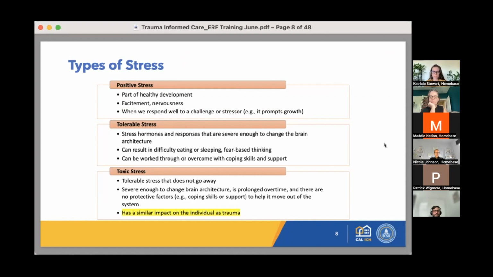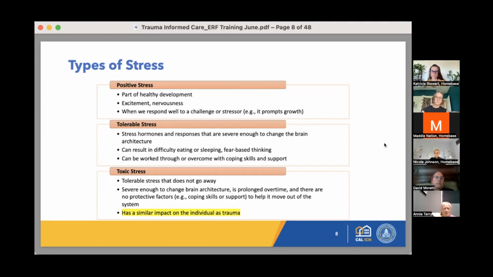Then there's tolerable stress. And with tolerable stress, our stress hormones and responses are severe enough to change our brain architecture. It can result in difficulty eating or sleeping or fear-based thinking, but it can be worked through or overcome with coping skills and support. And then there's toxic stress. So toxic stress is basically tolerable stress that doesn't go away or that we don't have the coping skills or support needed to deal with. It's severe enough to change our brain architecture and is prolonged over time, and there are no protective factors to help it move out of the system.